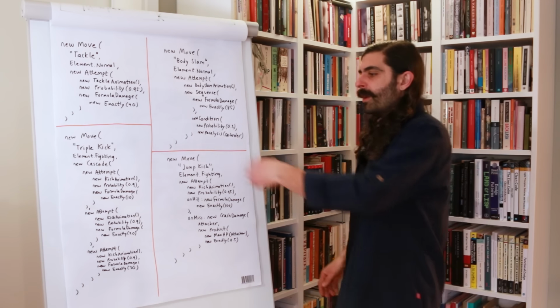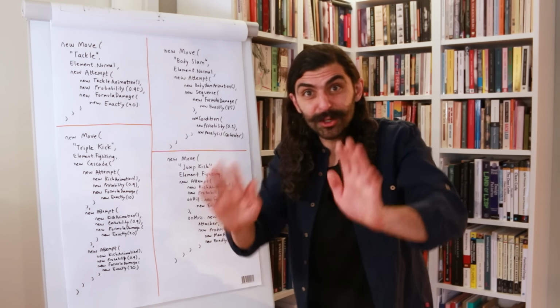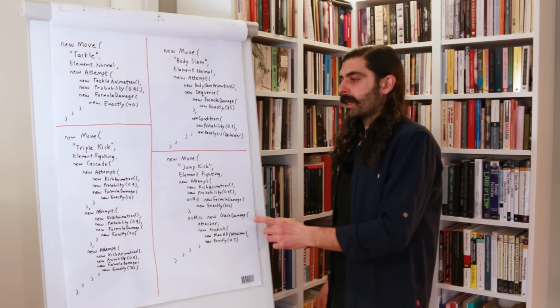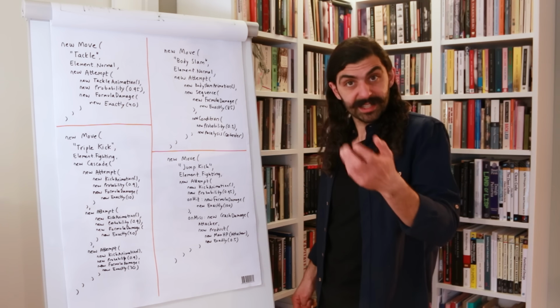Let's now look at one final move, and then we'll leave the code, right? And then we'll look at some diagrams again. So let's now look at the move called jump kick. The move jump kick is a very interesting move because it can actually fail.